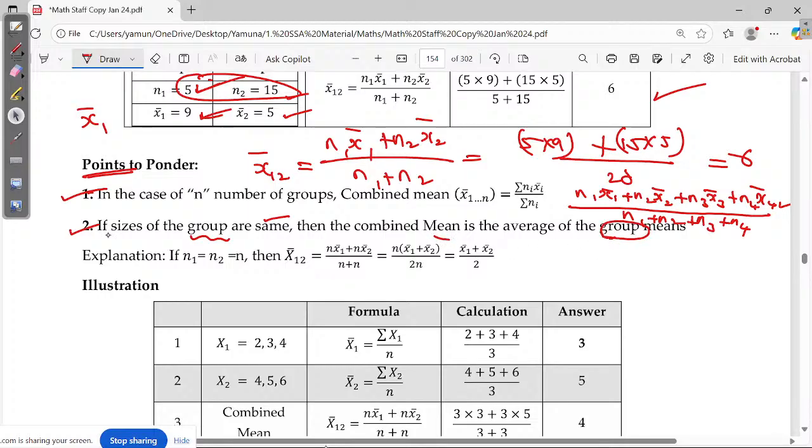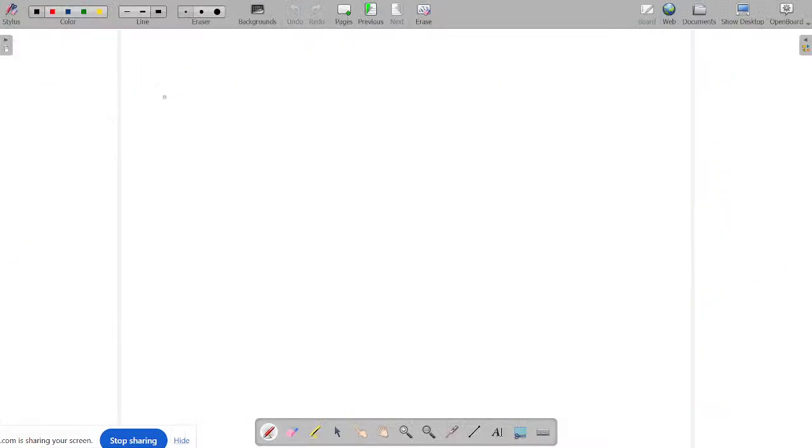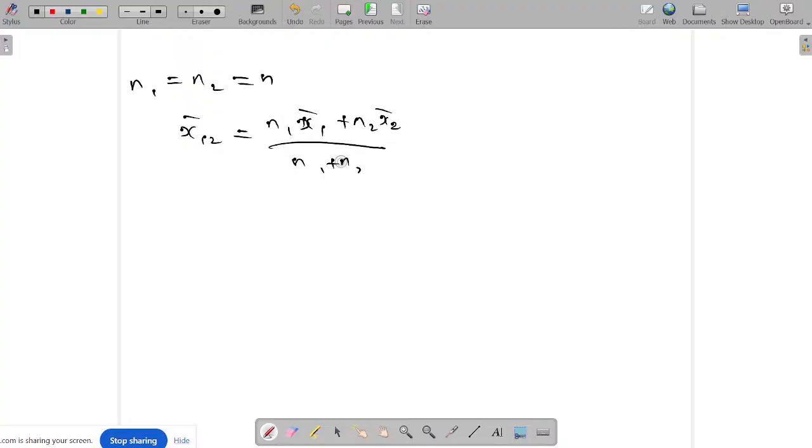Second point: if sizes of the groups are the same, then the combined mean is the average of the group means. What do you mean by sizes of the groups are the same? Let me go to the board work. Sizes N1 and N2 are the same. Let me take it as N itself. What's the formula for combined mean? This is the formula, right? N1 X1 bar plus N2 X2 bar divided by N1 plus N2.